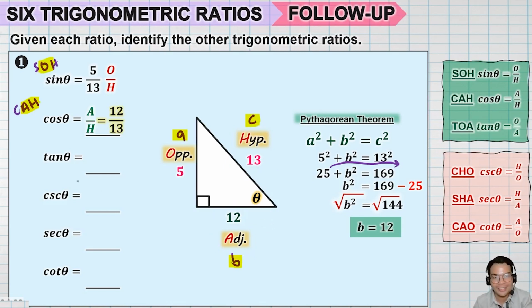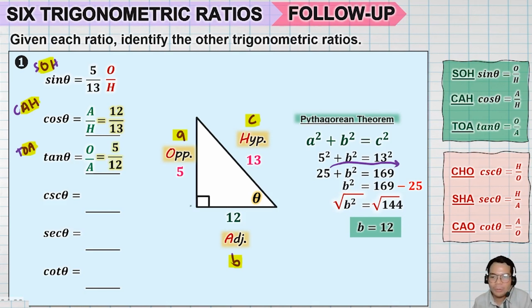How about tangent theta? So for tangent theta, we have TOA, di ba? Ayan, no? TOA, tangent theta is equal to the ratio of opposite over adjacent. 5 over 12, tignan natin. TOA means opposite side over adjacent side. Since our opposite side is 5 and our adjacent side is 12, that's gonna be 5 over 12.